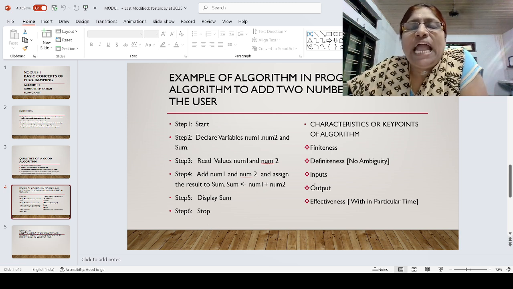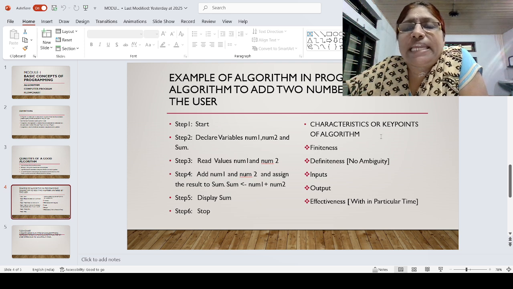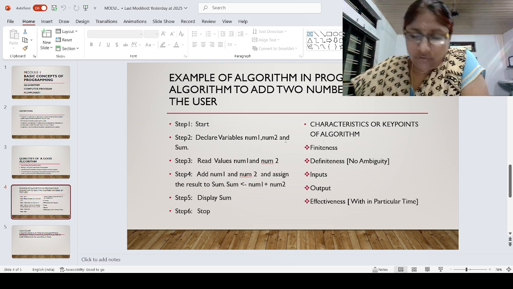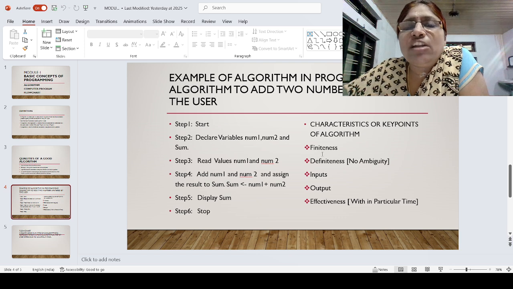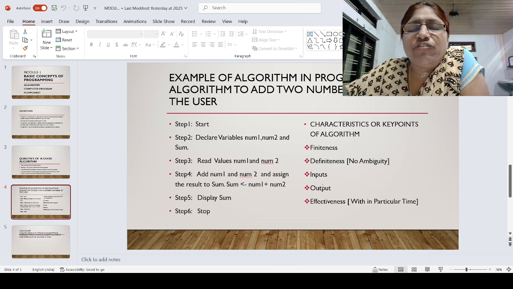And the characteristics or key points of algorithm. Which are the characteristics or key points of algorithm? First one, finiteness. Second one, definiteness, no ambiguity. Third one, inputs. There must be inputs. Fourth one, there must be output. And fifth one, effectiveness within a particular time. Effectiveness must be there.